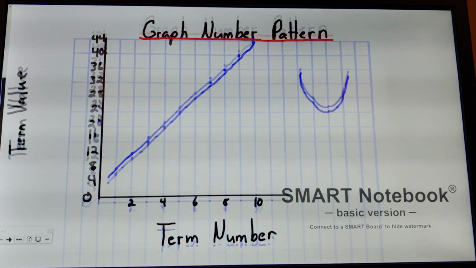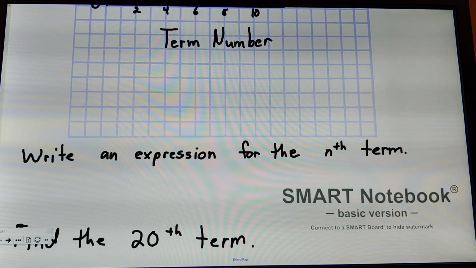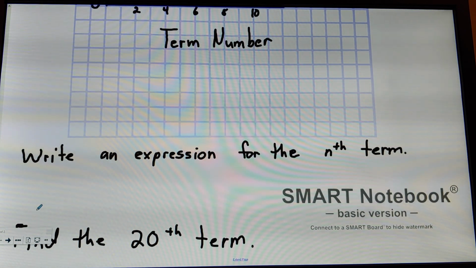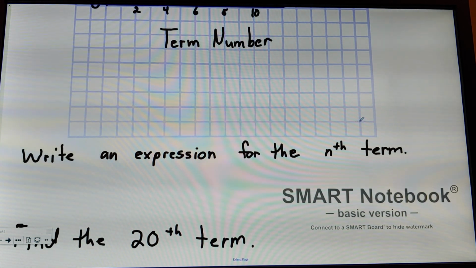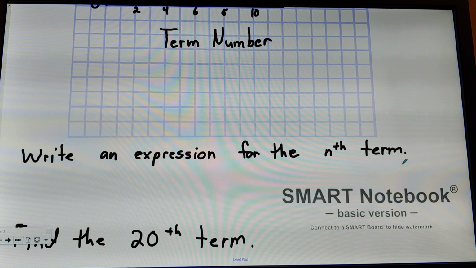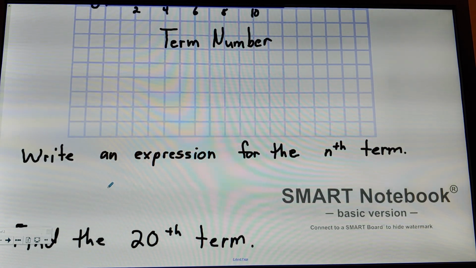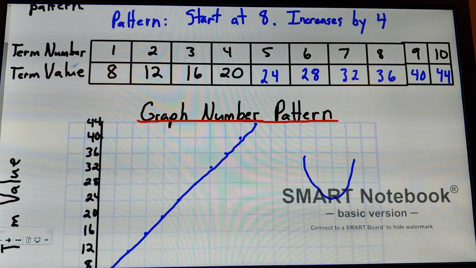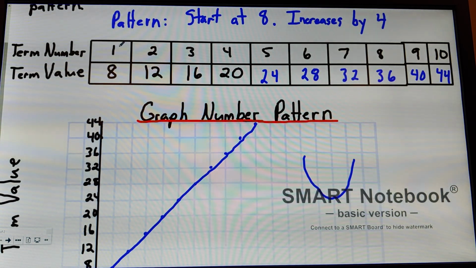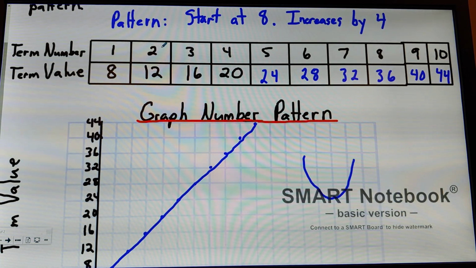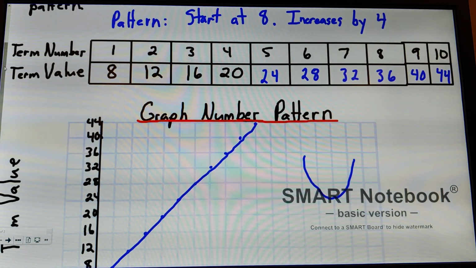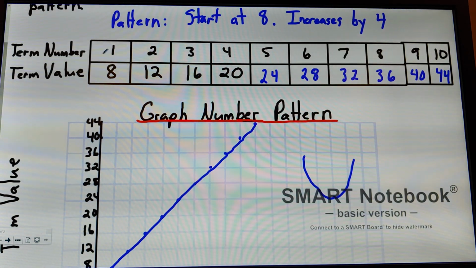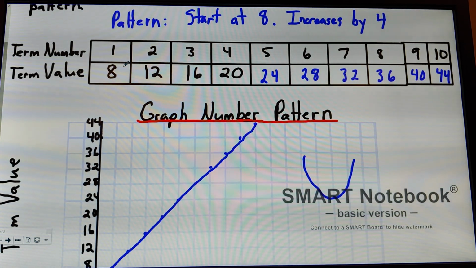Okay, so now the next part. They ask us to write an expression for the nth term. So the nth term just means an algebraic expression that describes the number pattern. So here's how it works. There's n, okay? And it stands for a number. What it means is if I replace n with the term number, whatever I do to it, it's going to spit out 8. If I replace n with 2, it'll spit out 12. So we could be saying, all right, well, if I replace n with 1, how do I get it to spit out 8?